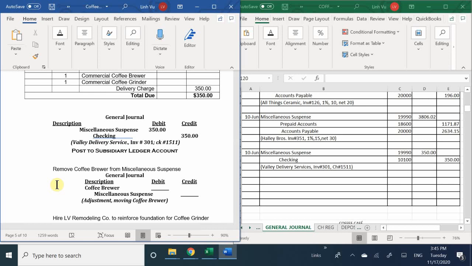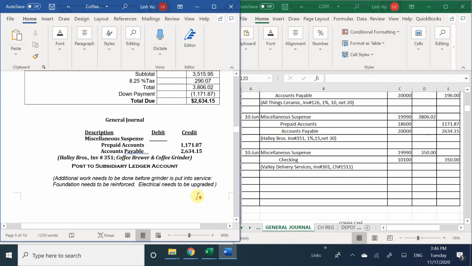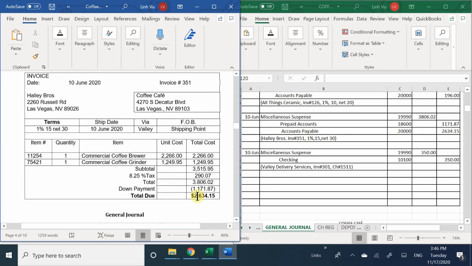So now that we have our coffee brewer, and the coffee grinder still has work, we're just gonna go ahead and remove just the coffee brewer out of miscellaneous suspense and move it into its actual designated account, which is the coffee brewer. So in this case, we're gonna have to do some math here and figure out what was the tax on the item and how much of the freight is going to be included. So let's review our little scenario here. How much was the coffee brewer without tax and everything? What was its price?